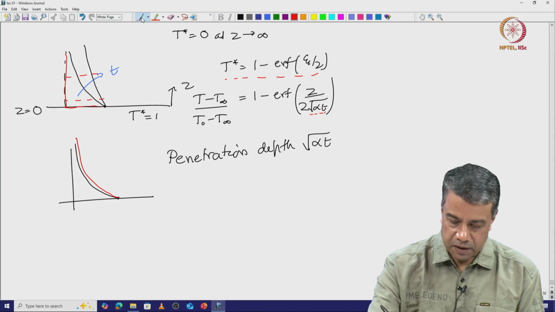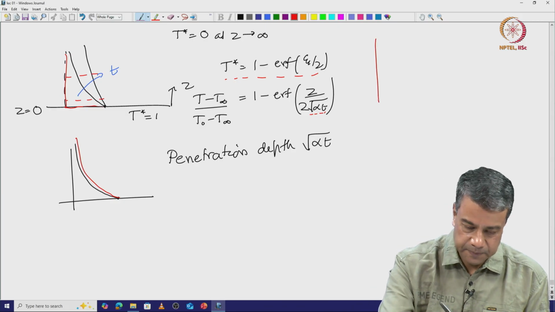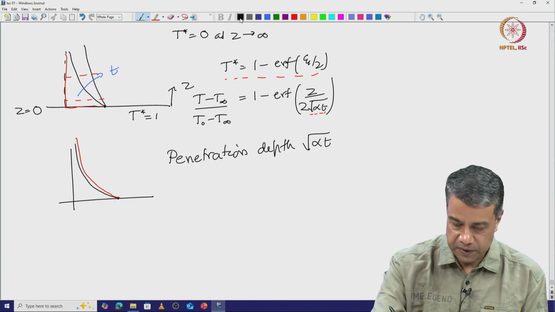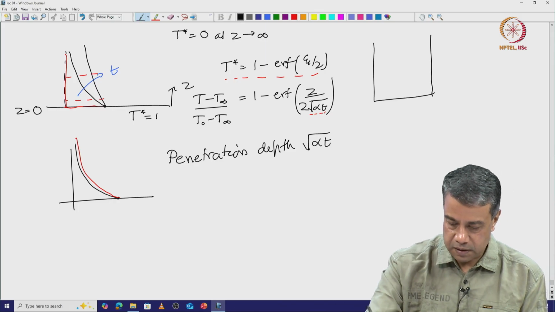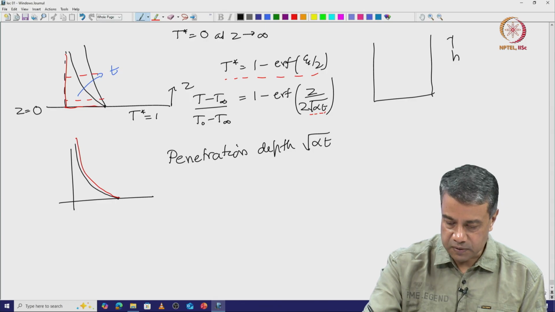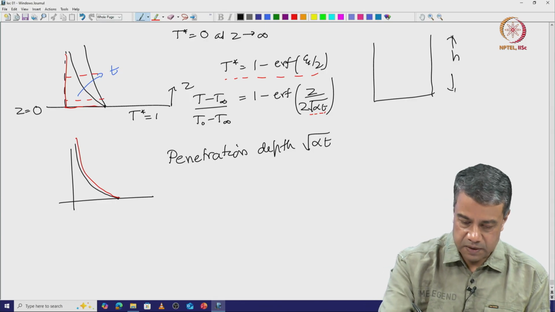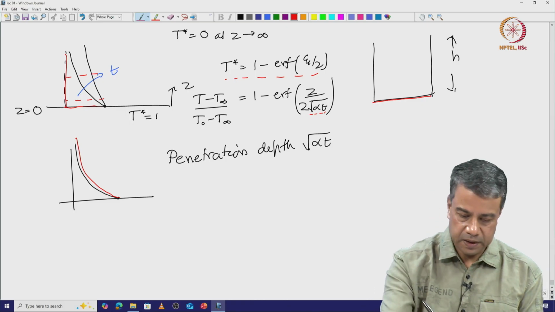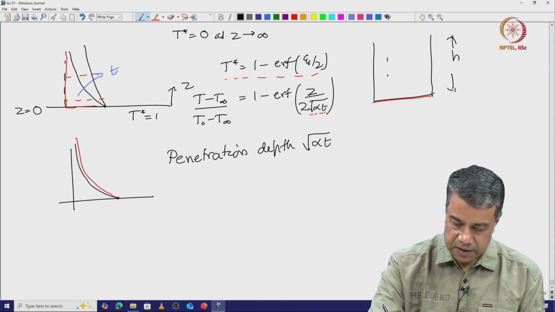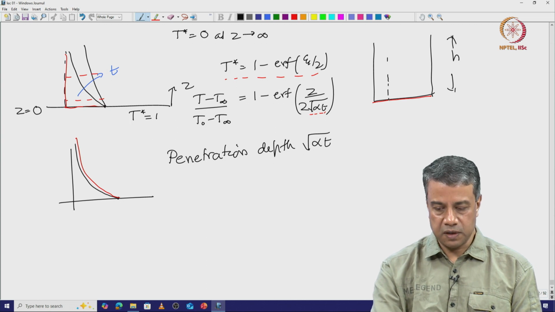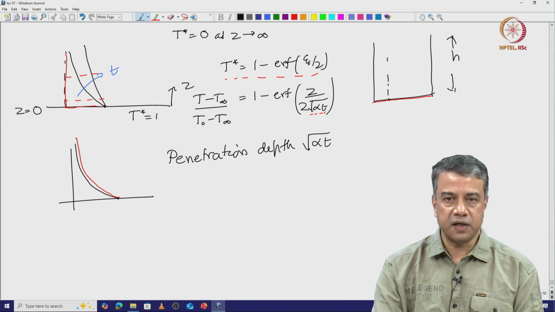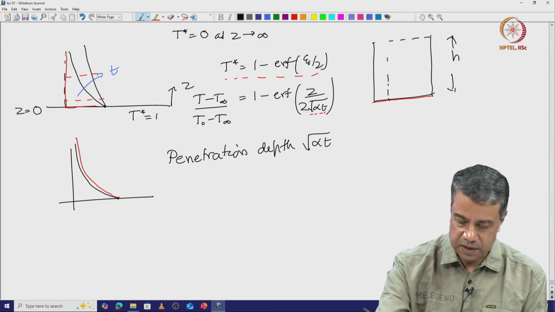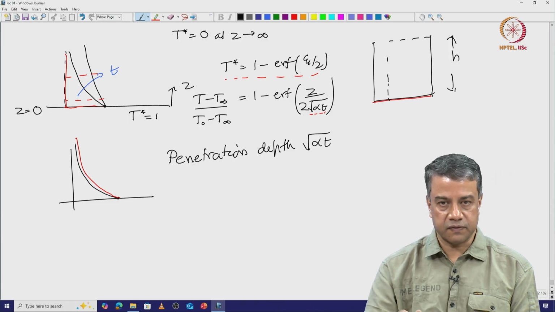What if I had a fluid of finite depth? Let us say that the finite depth was h, and I was heating from the bottom at t equal to 0. The temperature field can still be given by the similarity solution, provided the penetration depth is much smaller than the height of the fluid.